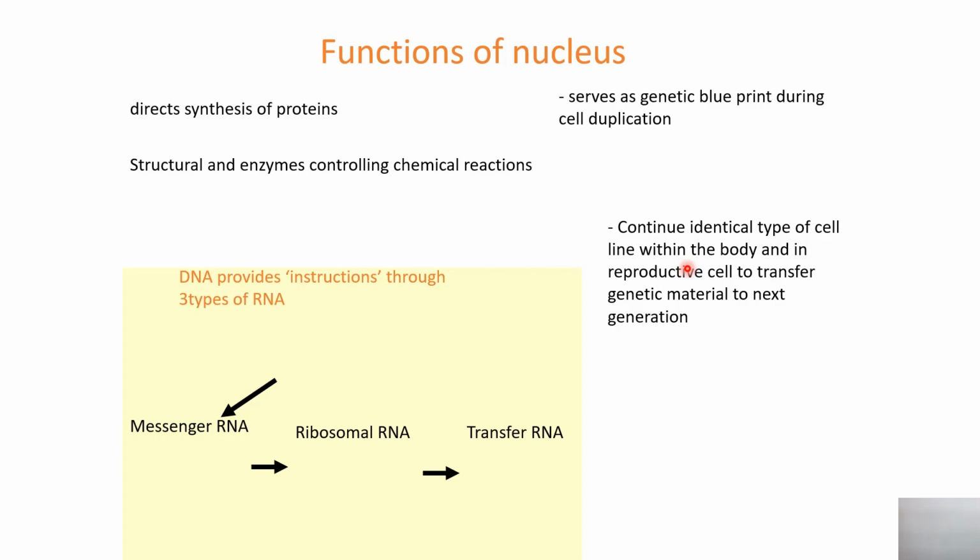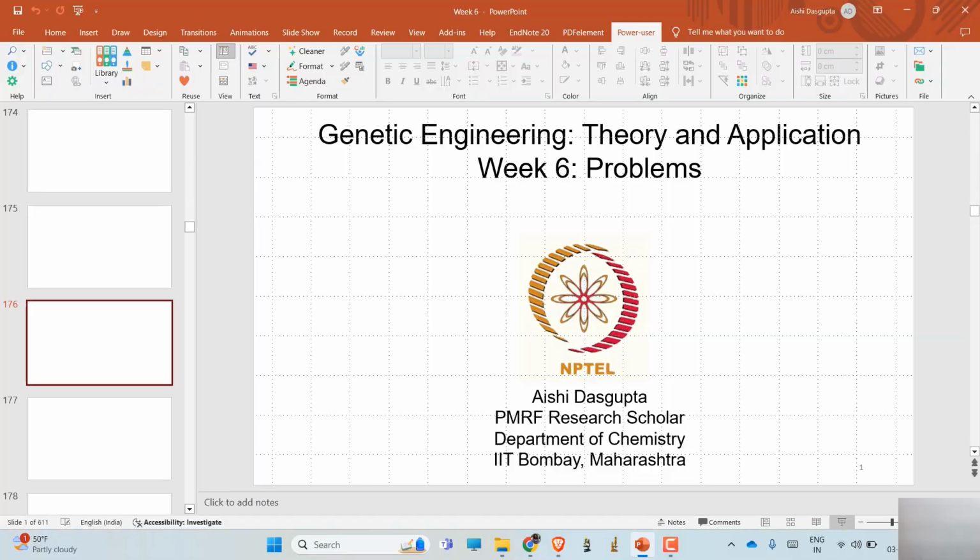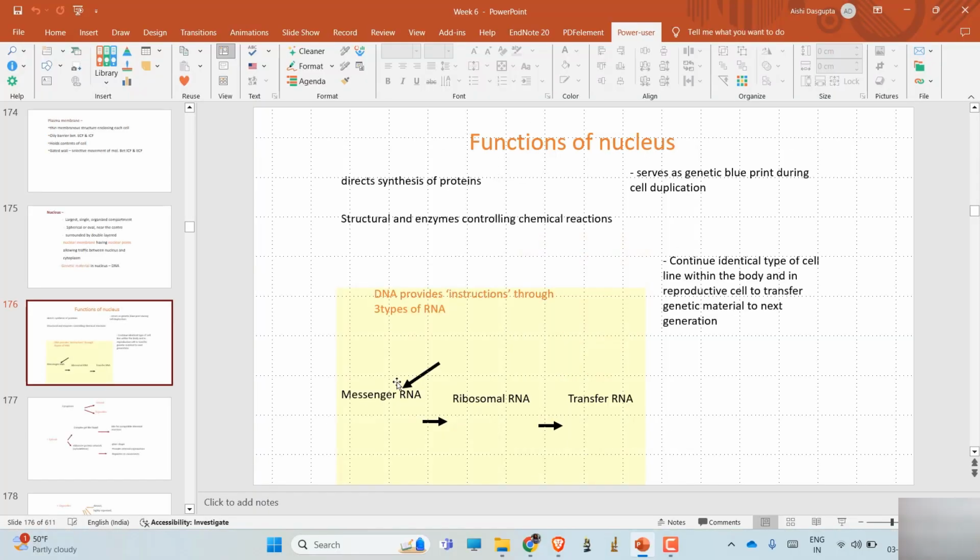Okay. Now we have messenger RNA, ribosomal RNA, and transfer RNA.